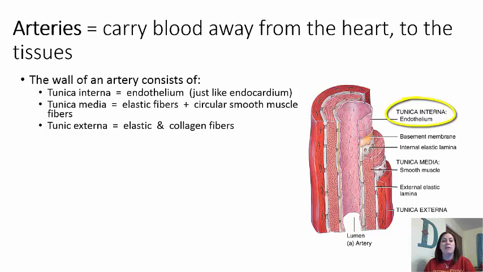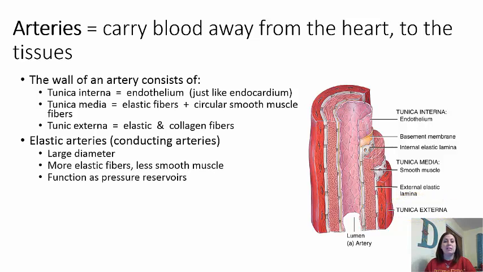We also have the tunica media. This is the middle layer. It's composed of elastic fibers plus circular smooth muscle fibers. This is to allow for stretch in that elastic region, but also the muscles to help push the blood forward or away from the heart. We have the tunica externa, which is composed of elastic and collagen fibers. And again, in this case, it's to allow for stretch and recoil, as these vessels contain high pressure.